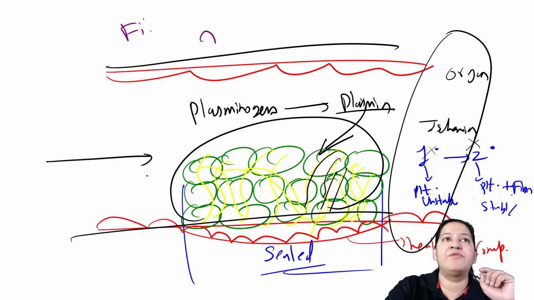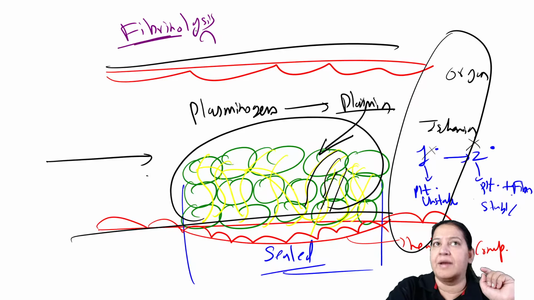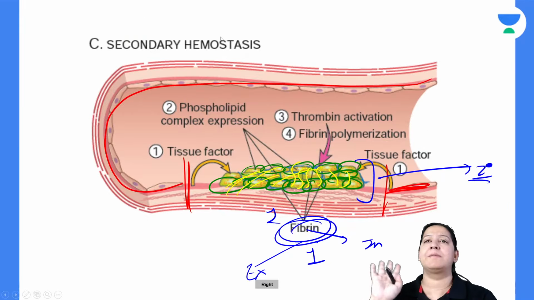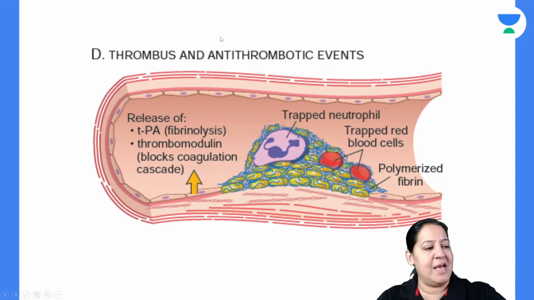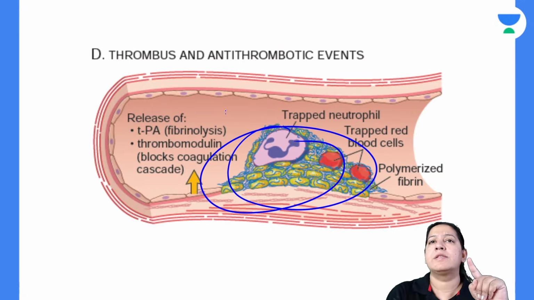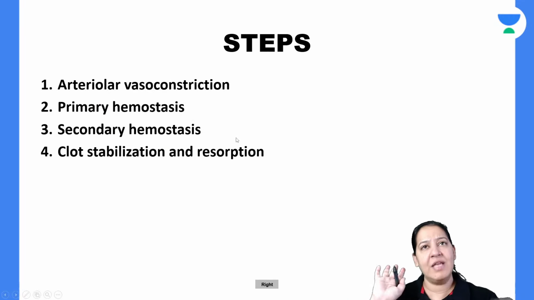So plasmin basically causes fibrinolysis. Fibrinolysis means fibrin, lysis means degradation. So plasmin causes degradation of the fibrin. I hope my concepts are crystal clear to you. So the last step, you can see, is dissolution of the clot. You can see this is a clot. It got dissolved by the plasmin. So these are the 4 steps.